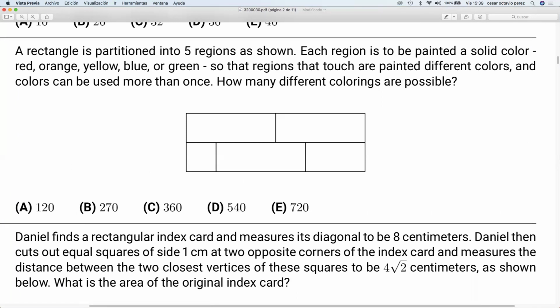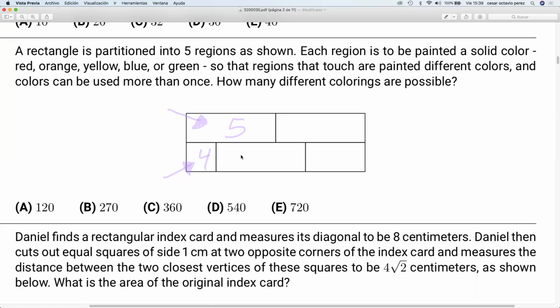In how many ways can we choose the color for this part? You can choose it in 5 ways. Now, if we chose any color here, in how many ways can we choose a color for this part? 4 ways. And this part touches this one and this one. In how many ways can we choose this color? 3 ways. Only 3 ways.